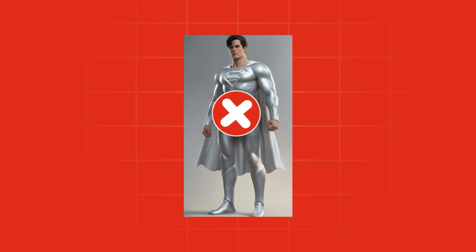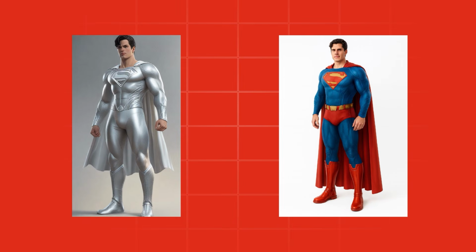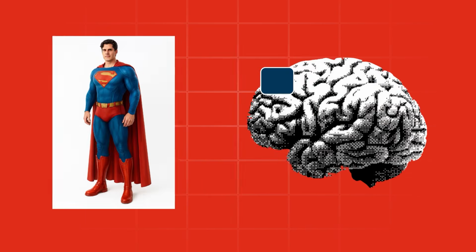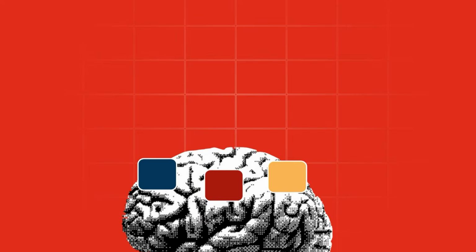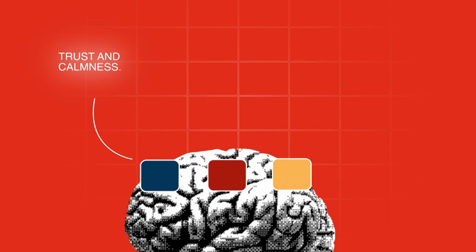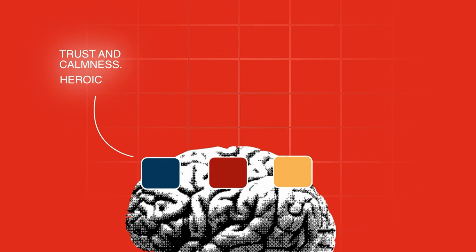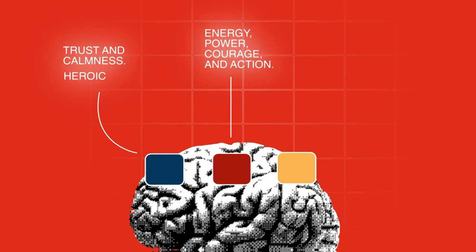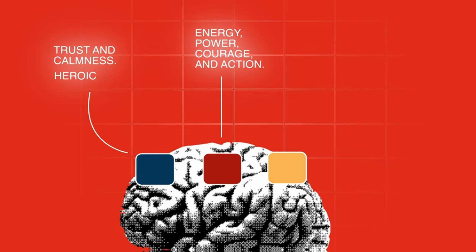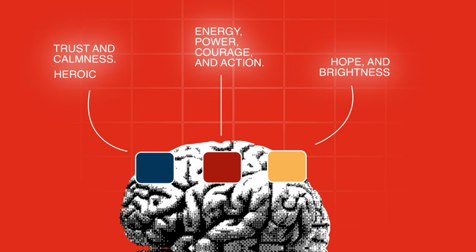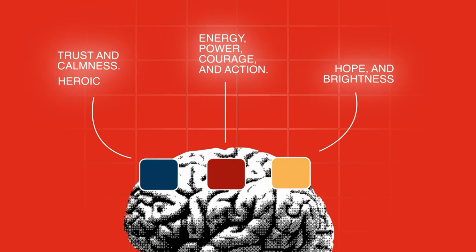Here's another example. This is Superman. I know, your brain immediately rejects it. Alright then, now look at this image. Without any doubt, whoever plays the character, our brain accepts this is Superman. It happens because our brain has stored these colors, and each color has an emotional connection to it. Superman is blue, red, and yellow. Blue represents trust and calmness, makes Superman feel heroic. Red evokes energy, power, courage, action. Also, red draws attention. Yellow gives hope and brightness, makes us believe that Superman is a symbol of hope.